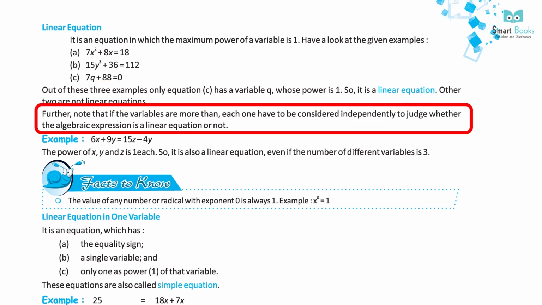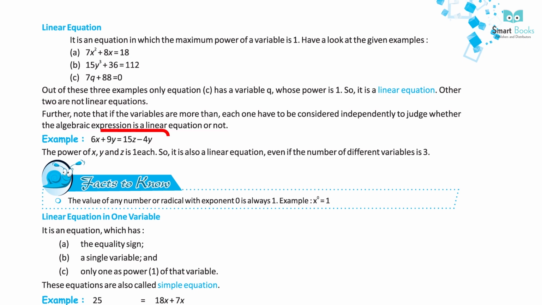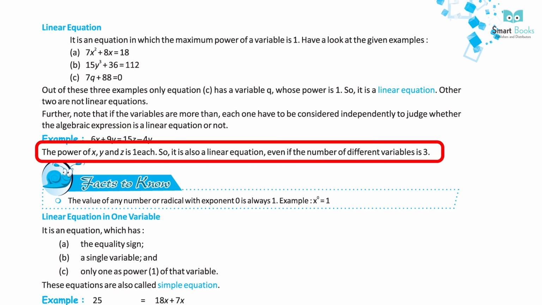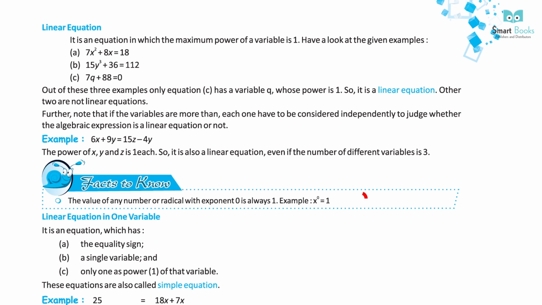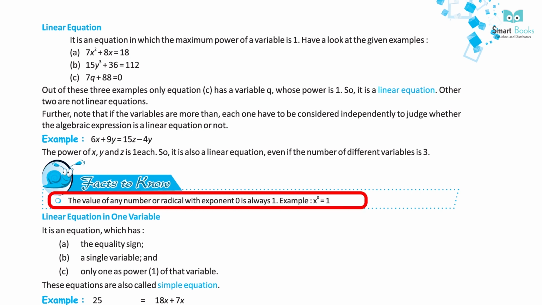Further, note that if there are more variables, each one has to be considered independently to judge whether the algebraic expression is a linear equation or not. Example: 6x plus 9y equals 15z minus 4y. The power of x, y and z is 1 each. So, it is called a linear equation even if the number of different variables is 3. Facts to know: the value of any number or radical with exponent 0 is always 1. Example, x to the power 0 equals 1.